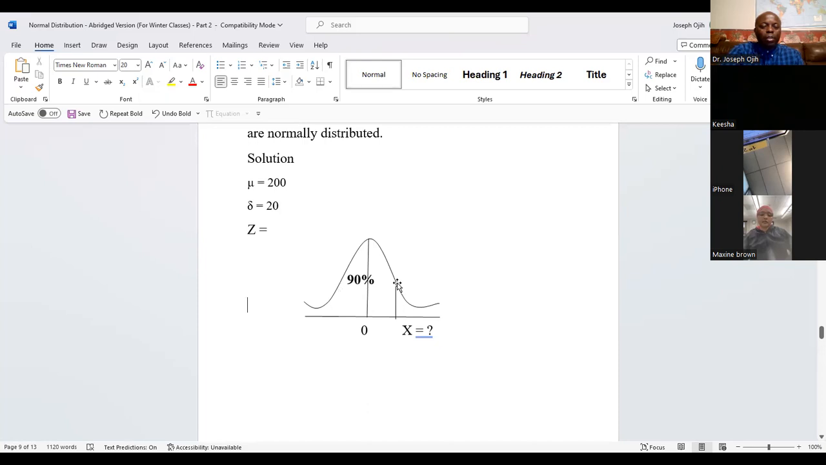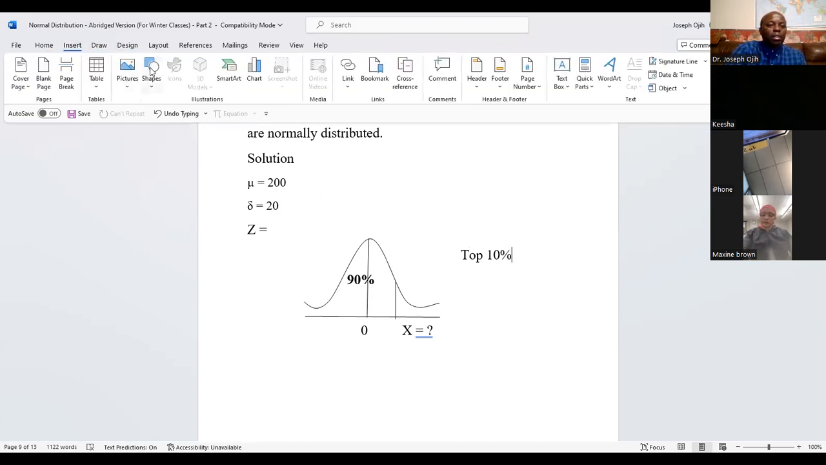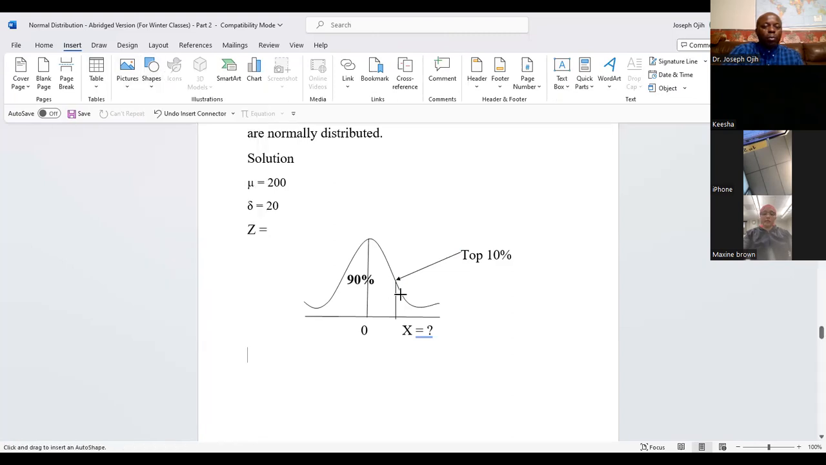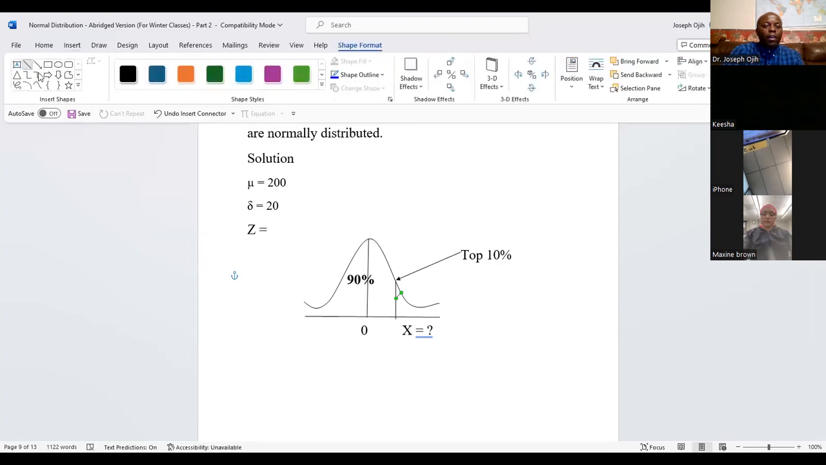Now, this is the mark. From here, the top 10% is from here up. Let me put the arrow there to show the top 10%. This line is the cutoff where your score needs to be. I'm going to shade it. From that cutoff point and above, you will qualify for the academy. He said top 10%, which means your score will be better than the score of 90% of the people that do that general ability test.